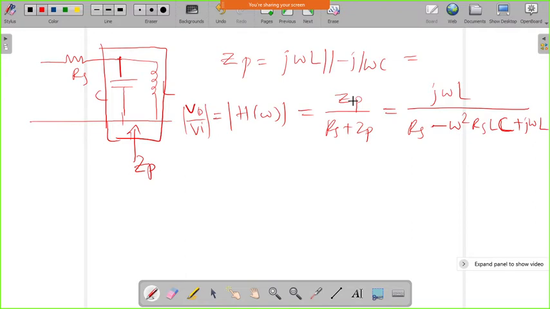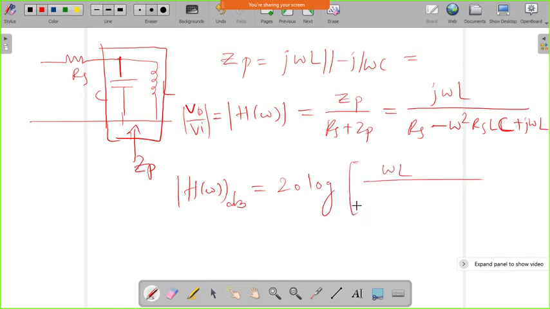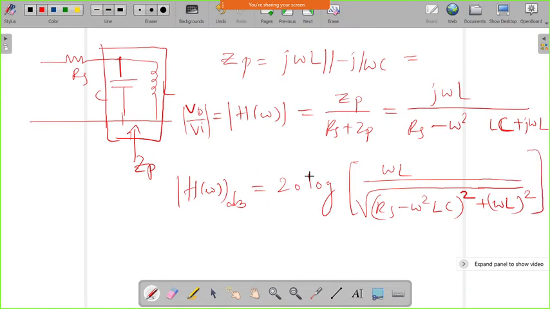This will give the resonance circuit, which is a pass band filter. If you take the magnitude of this, we are going to get H of omega in dB as 20 log of omega L divided by the square root of Rs minus omega square LC whole square, plus omega L whole square.